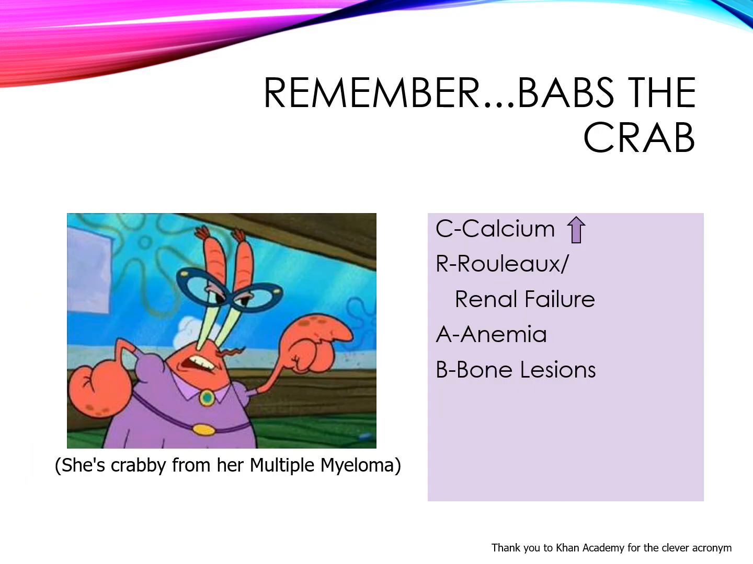And one more reminder, remember Babs the crab. She's a crab because she has multiple myeloma. Increased calcium, rouleaux, renal failure, anemia, bone lesions. Those are the important things for you to remember with regard to multiple myeloma.